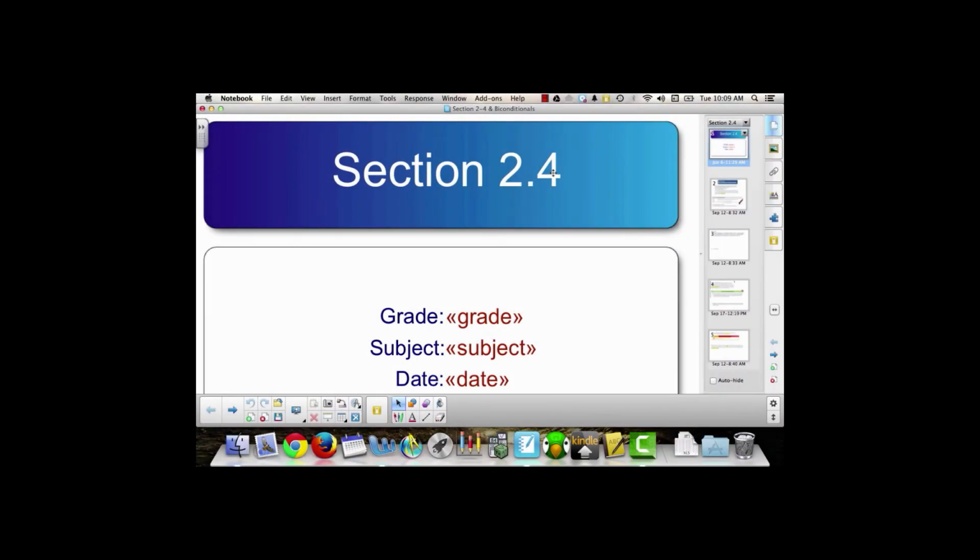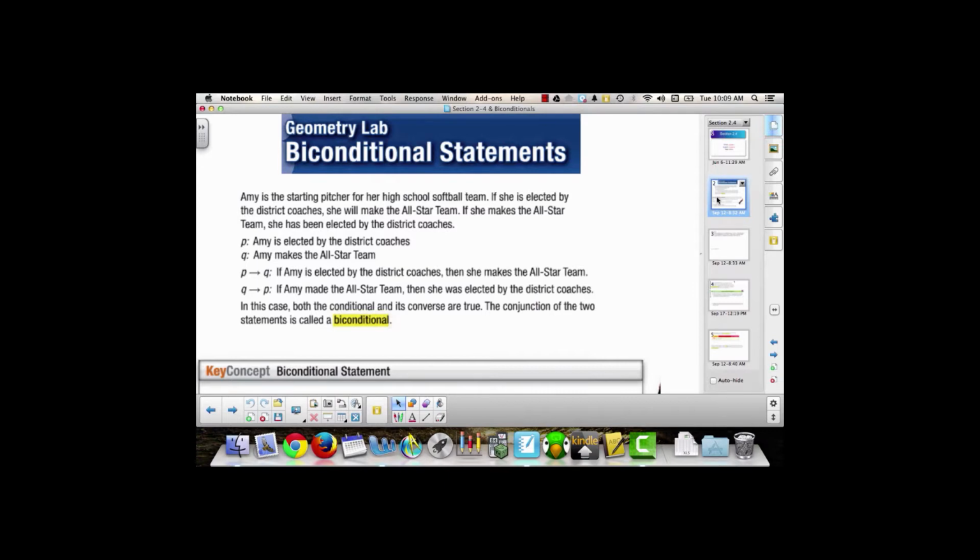Today, we will be talking about biconditional statements and also section 2.4 in your book. A biconditional statement is a conjunction of a conditional and its converse. Remember that a conditional statement is if P, then Q. So let's look at an example.